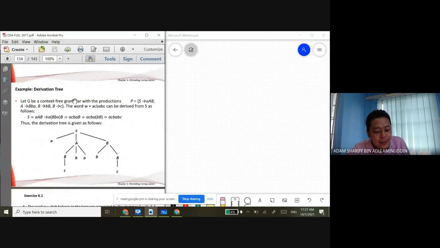Okay. Kita ada production rules kita. From given set of finite, S will become small a, large b. Okay. Capital A produce capital B, small b and A.